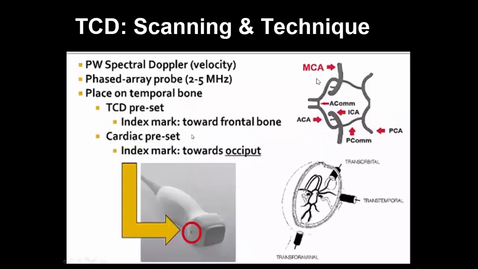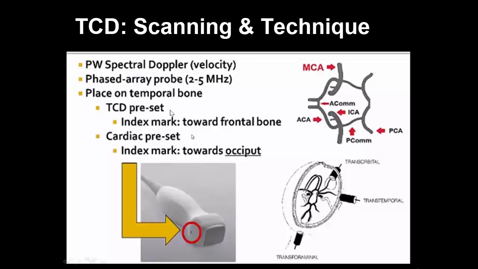In terms of TCD scanning and technique, we use the pulse wave spectral Doppler velocity to interrogate the MCA from the transtemporal window. On our POCUS machines, we use our phased array probe, which is 2 to 5 megahertz, and we place this on the transtemporal window on the temporal bone.